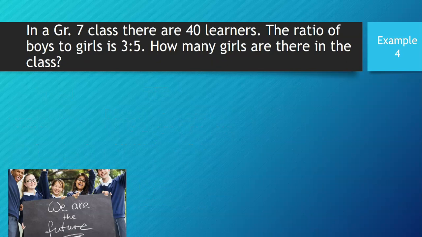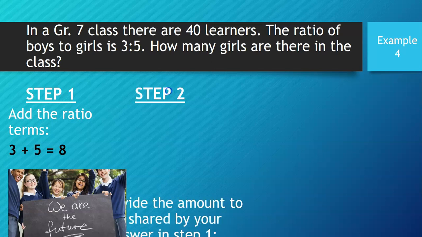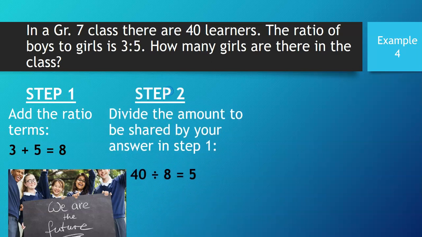In a grade 7 class, there are 40 learners. The ratio of boys to girls is 3 to 5. How many girls are there in the class? Now, they're not asking you how many boys to girls. They are just asking how many girls. But the steps are the same. We're going to add the ratios. So 3 plus 5 is 8. We're going to divide 40 divided by 8.